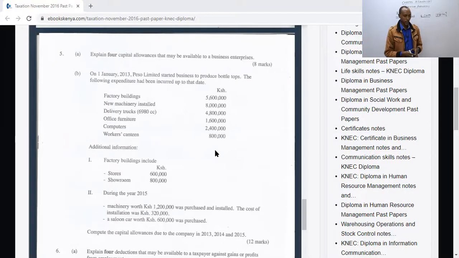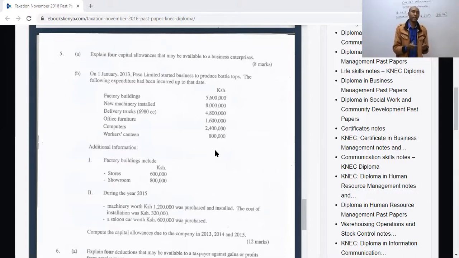Okay, so it says on January 1st, 2013, Petro Limited started a business to produce bottle tops. The following expenditure was incurred during that period. We have the factory building, new machinery, delivery trucks, office furniture, computers, etc. So read the question, take 2 or 5 minutes to read it and understand what is there, and be identifying what is investment deductions.